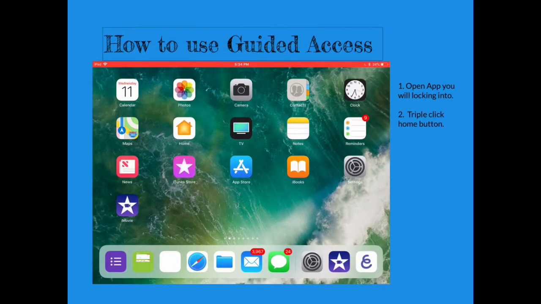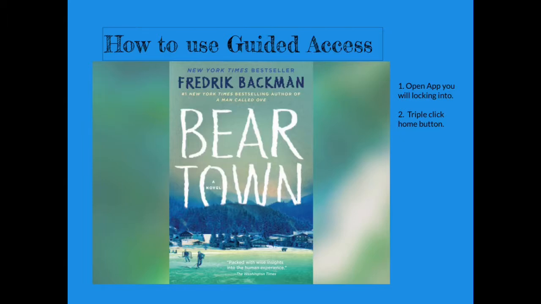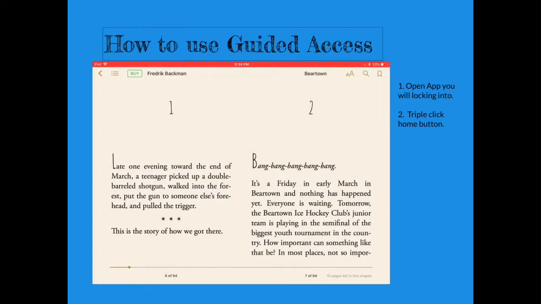Okay, so next what we're going to do is go through how simple it is to use Guided Access to lock the iPad into one app. First of all, what you need to do is pick the app you're going to use. Let's just use iBooks today. So I'm going to tap and open iBooks. Once I'm in the iBook, what I'm going to do is triple tap my home button. And it's that simple. It shows you Guided Access has started.